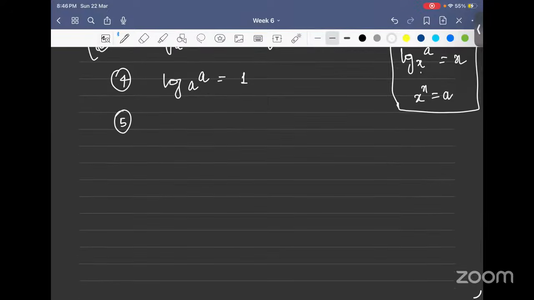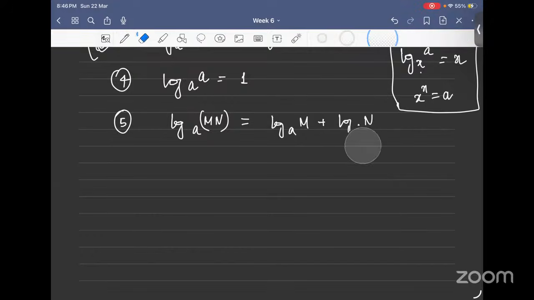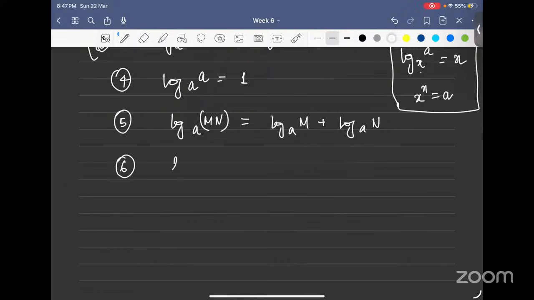So this is the fifth property. The log of anything, for example mn, base a: this multiplication will come out as an addition. So log of m base a plus log of n base a. Similarly, if you have a division, log of m by n base a, you'll write it as log of m base a minus log of n base a.